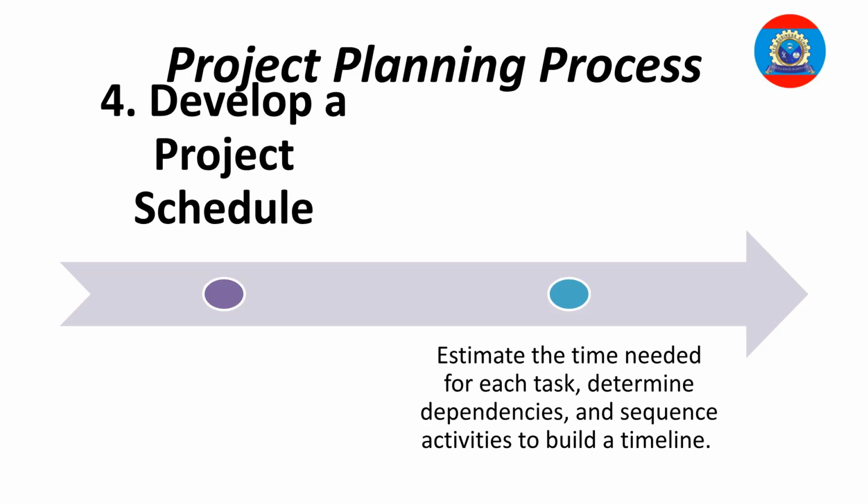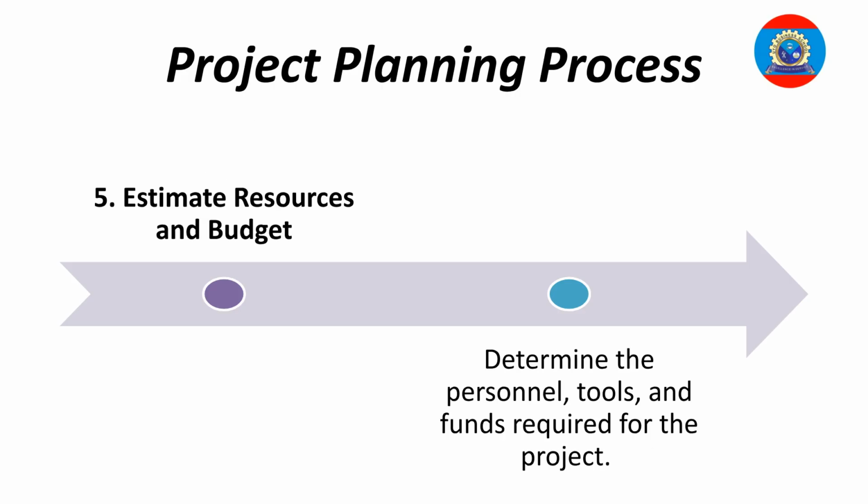Step 4 is to develop a project schedule. Estimate the time needed for each task, determine dependencies, and sequence activities to build a timeline. Then, estimate resources and budget. Determine the personnel, tools, and funds required for the project.